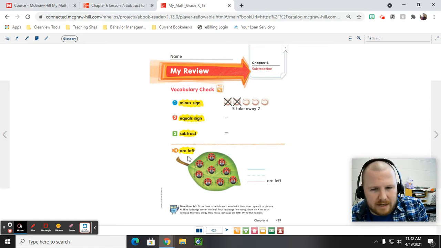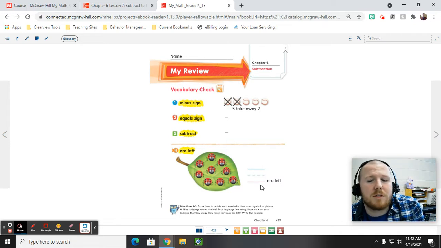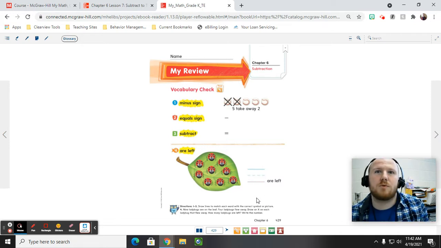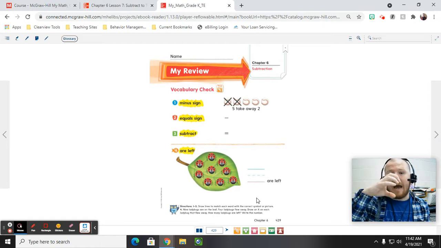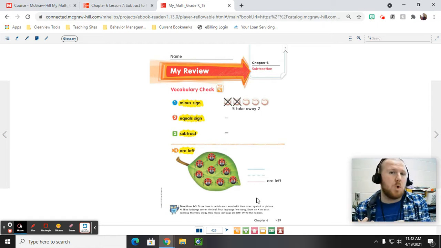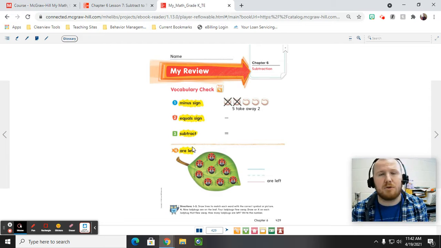So the story is there are 9 ladybugs on the leaf. 4 ladybugs flew away. So you draw an X on 4 ladybugs. And then they want you to write down the number which is left. So if this was a sentence, it would say 9 minus 4 equals what? So you're writing down what it would equal. 9 ladybugs minus 4 that fly away is how many are left. That's the most important thing.